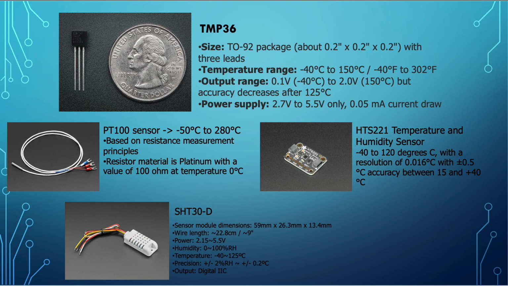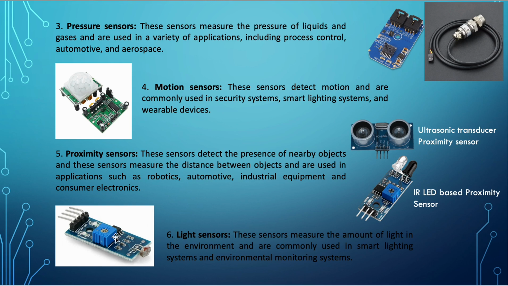We talked about the data sheet, and we talked about the information that we can take, every needed information, from that data sheet. Then we talked about different sensors with different technologies that can be used for the same purpose, right? Then we talked about motion sensing, and proximity sensors. Then light sensors: these sensors measure the amount of light in the environment and are commonly used in smart light systems and environmental monitoring systems.